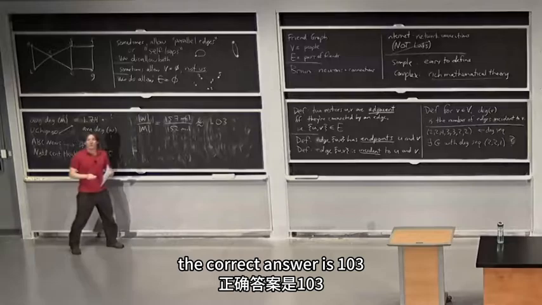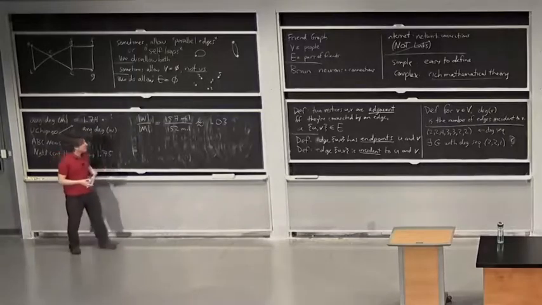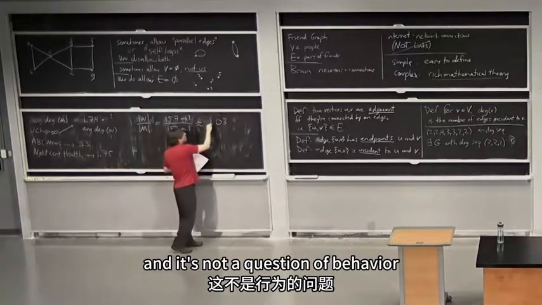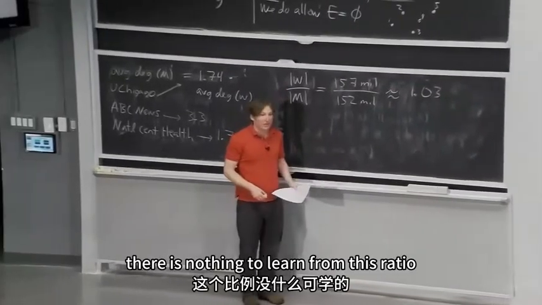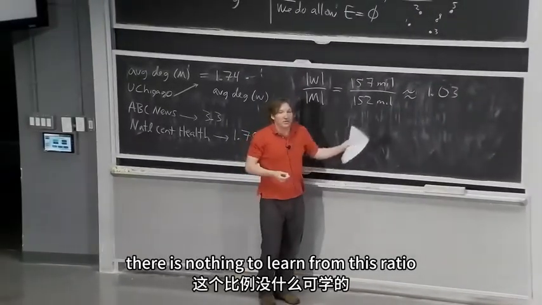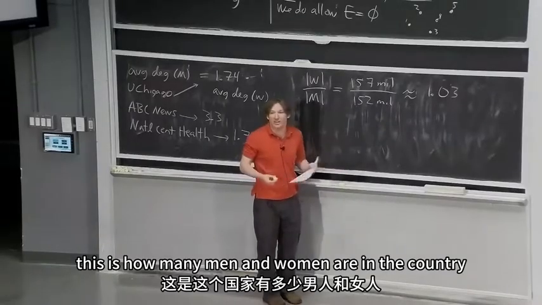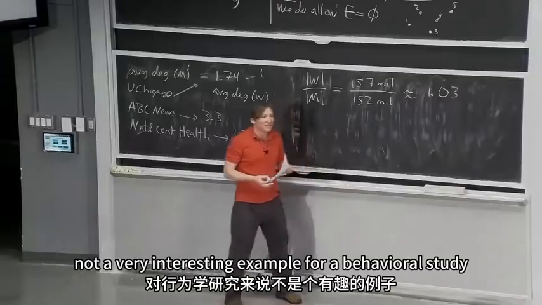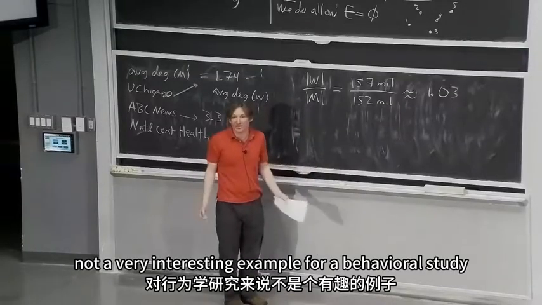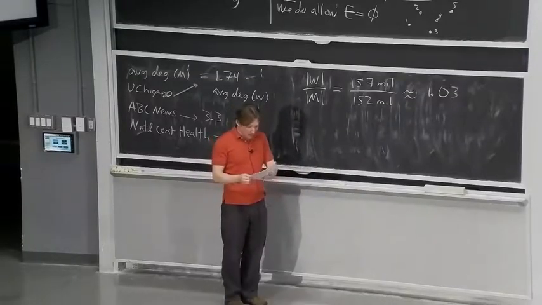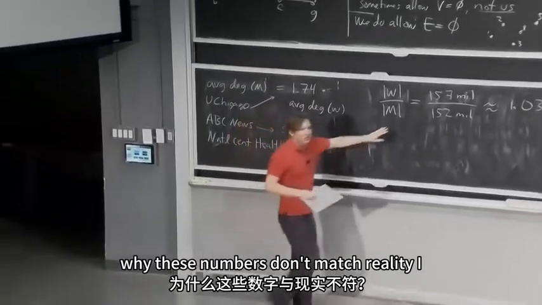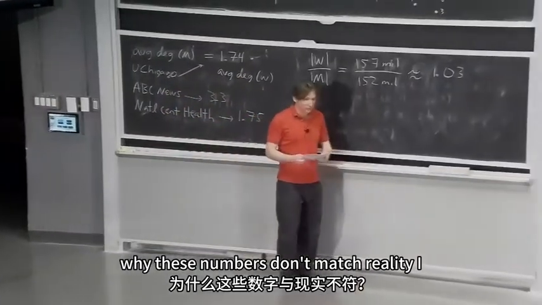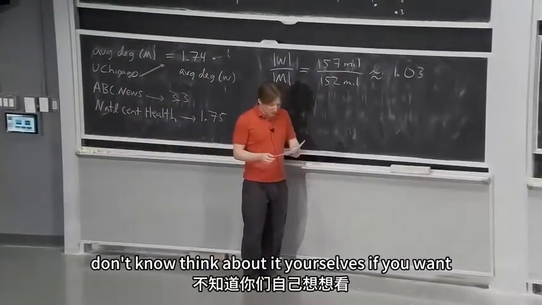The correct answer is 1.03, and it's not a question of behavior. It's a question of just averages. There is nothing to learn from this ratio except this is how many men and women are in the country. Not a very interesting example for a behavioral study, if you ask me. I'm not going to speculate on why these numbers don't match reality. I don't know. Think about it yourselves if you want.